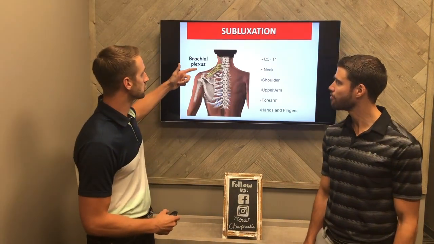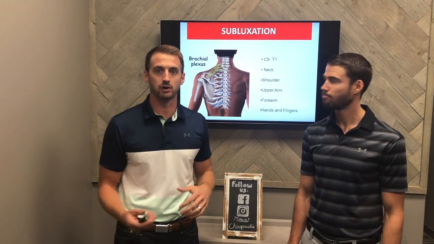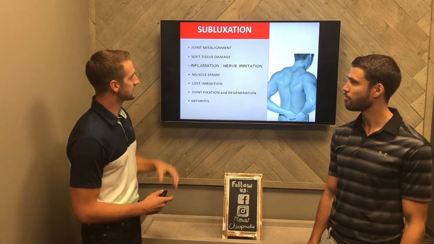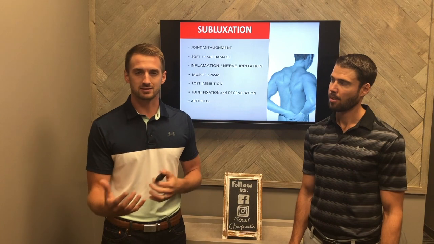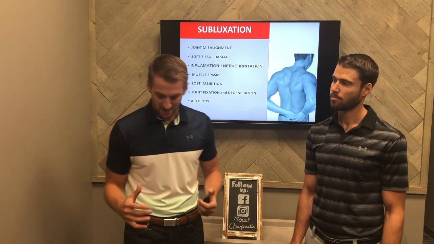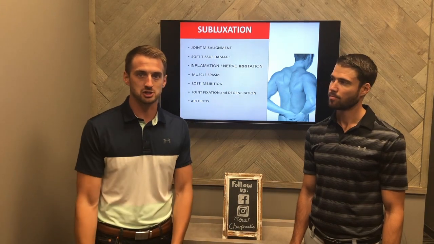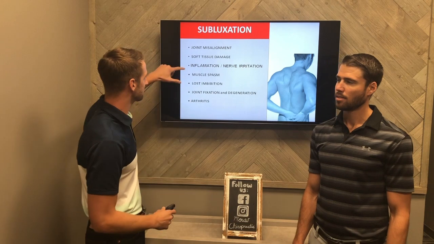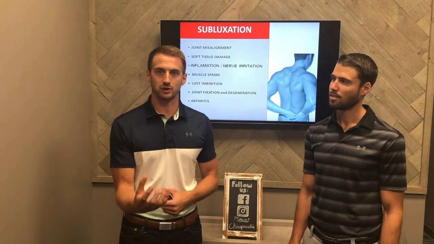Well, when one of these spinal joints, let's just take for instance a subluxation of the C5 vertebrae, that can affect this brachial plexus. And the first thing that'll happen is that joint will misalign, and that'll create soft tissue damage. And I tell people to think about the soft tissue damage a lot like a sprained ankle. When you get a sprained ankle, it's damaged tissue, but then that tissue will start to swell or inflame, and that inflammation will start to irritate that nerve. And that nerve will create muscle tension.